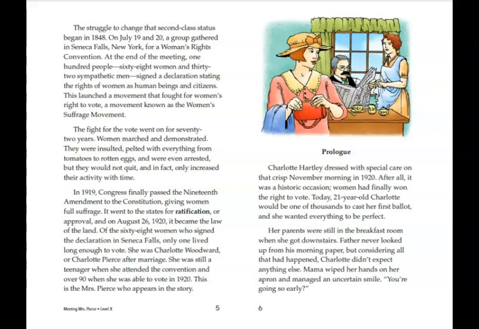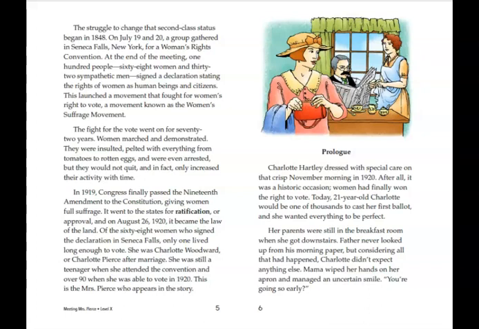In 1919, Congress finally passed the 19th Amendment to the Constitution, giving women full suffrage. It went to the states for ratification or approval, and on August 26, 1920, became the law of the land. Of the 68 women who signed the Declaration in Seneca Falls, only one lived long enough to vote. She was Charlotte Woodward, or Charlotte Pierce, after marriage. She was still a teenager when she attended the convention, and over 90 when she was able to vote in 1920. This is the Mrs. Pierce who appears in the story.